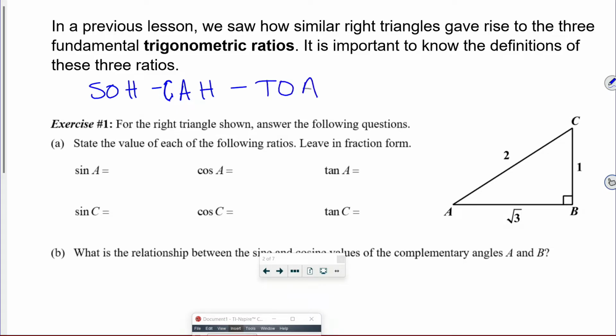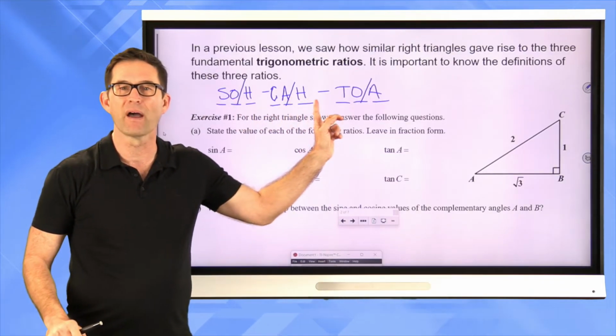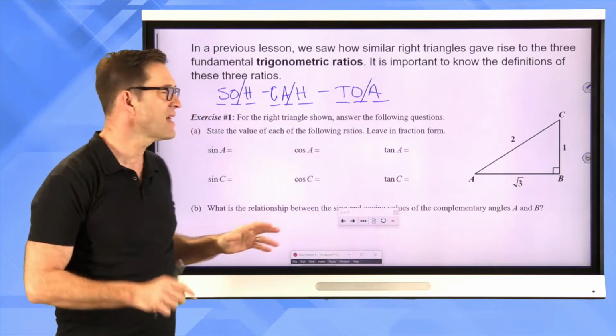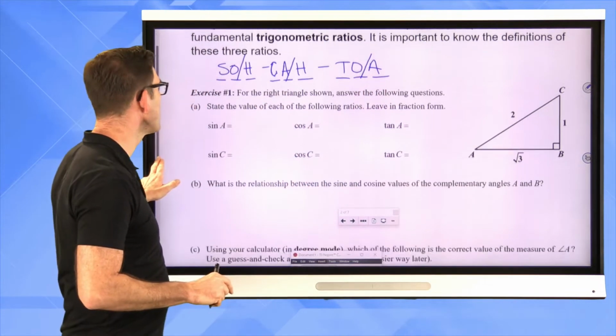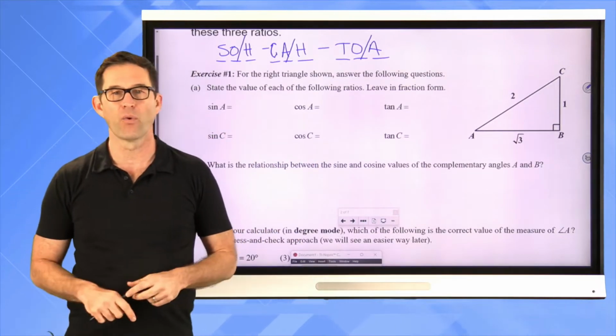All right, the sine ratio is the opposite side divided by the hypotenuse. Cosine is adjacent divided by hypotenuse. Tangent is opposite divided by adjacent. Sometimes teachers will put in little fraction bars like this to help students remember that it's opposite divided by hypotenuse, adjacent divided by hypotenuse, opposite divided by adjacent. We've got to have that basic knowledge down because that is literally the way these ratios are defined for us.